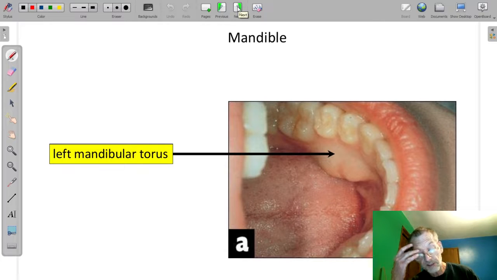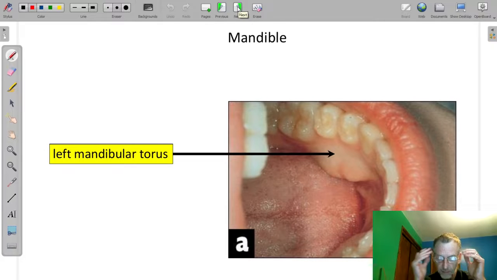I put this one just to show tori. And torus is singular, tori is plural. But this is showing torus on the left mandible. And tori are bony growths of the mandible. They're completely benign. Some people have them, some people don't. I happen to have them.